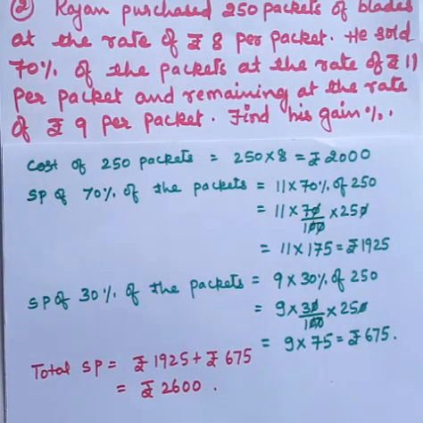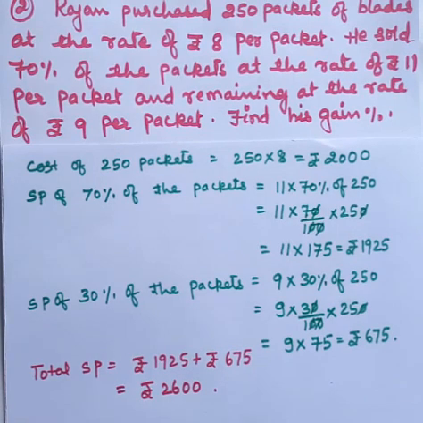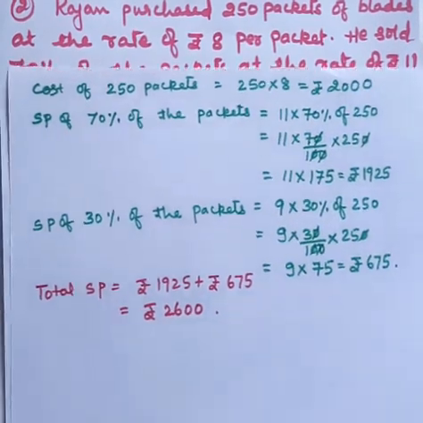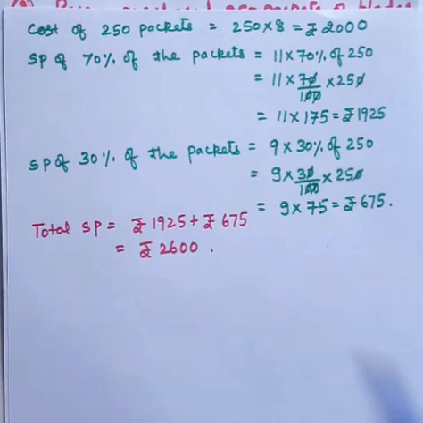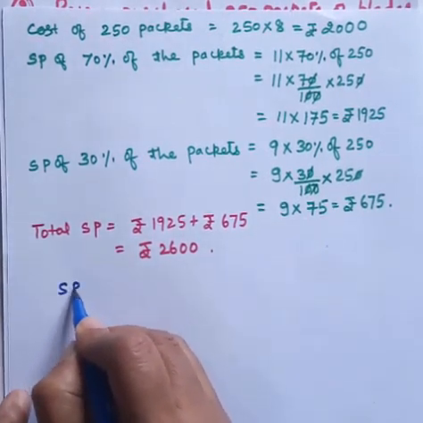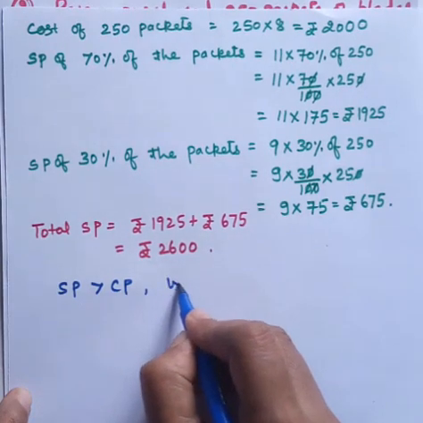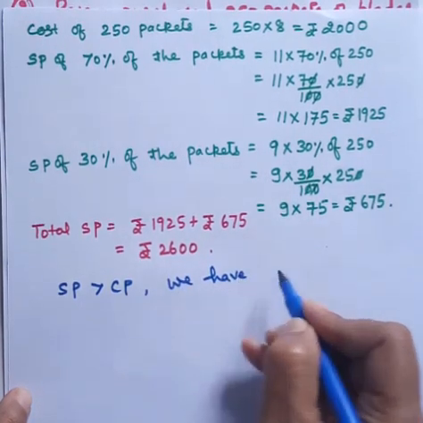That means what? Your SP is greater than CP. Now what you have to find at the end? You have to find the gain percent. So let us see what we can do. Okay. Here SP is greater than CP. That means we have profit.